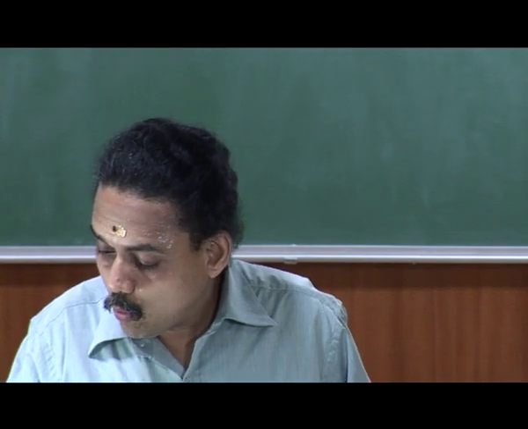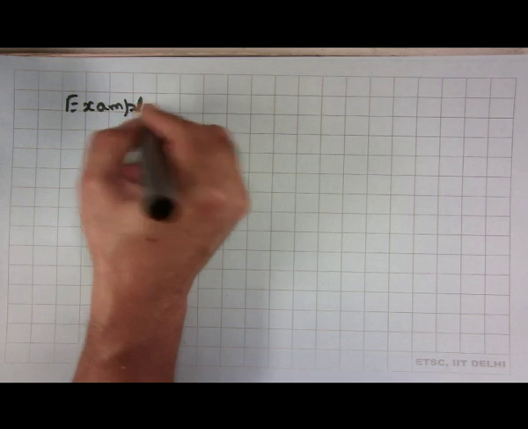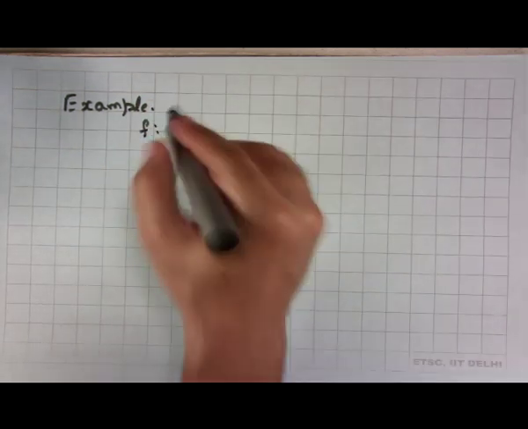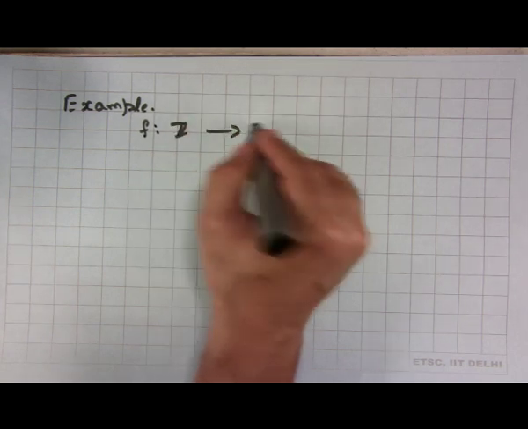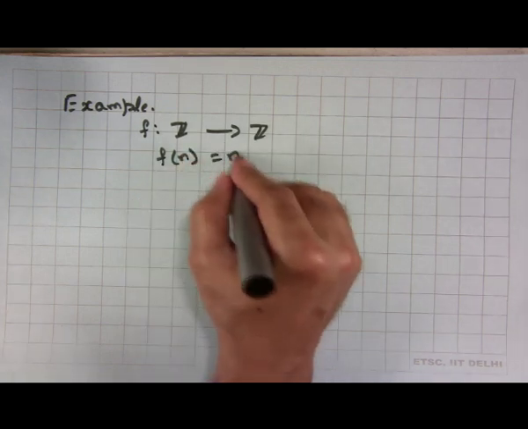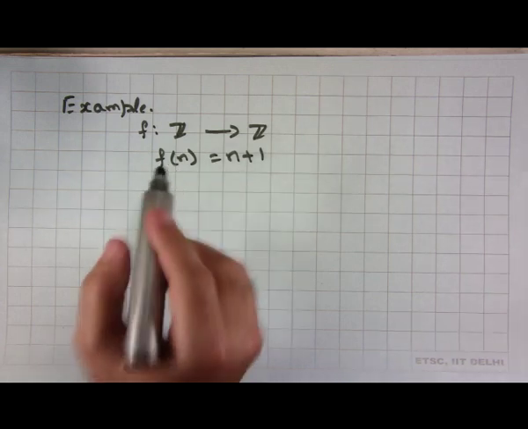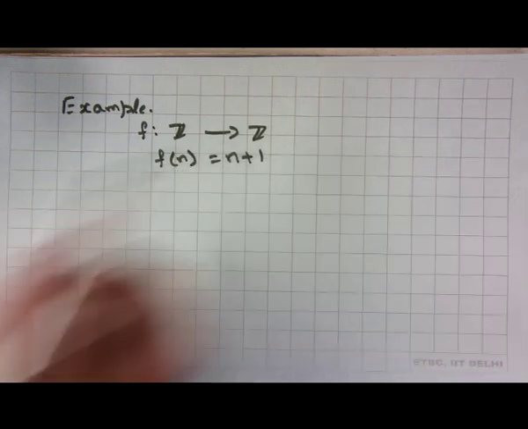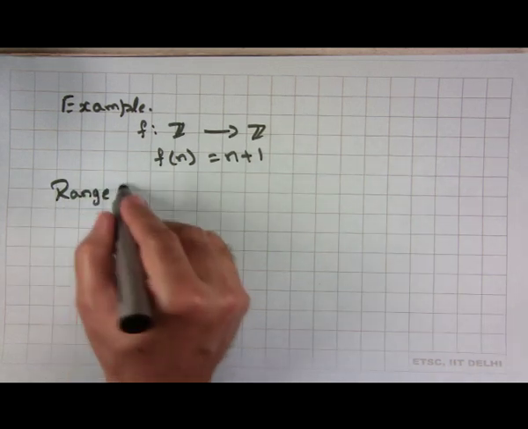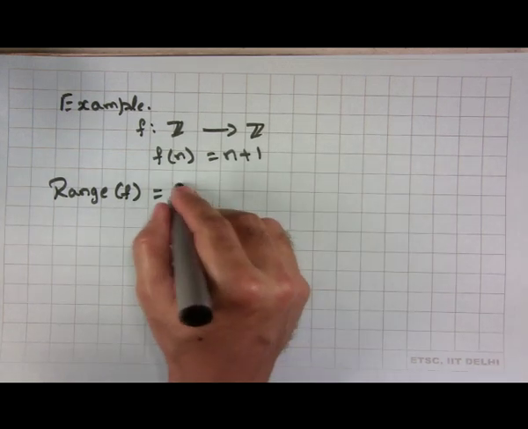Let us look at one more example. f from Z to Z defined by f of n equal to n plus 1. Now, here we notice that the domain of f is whole of Z, and now let us try to write down the range of f. Range of f is going to be whole of Z.